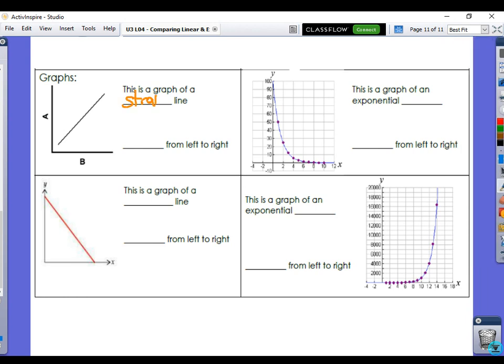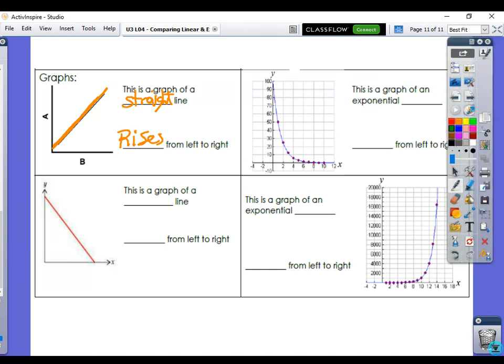A straight line. And so it's very important that we understand this line is not changing directions. It's got that constant rate of change, right? It's rising. It rises from left to right, okay? So a straight line, a linear function, has to stay straight. Every single line from a linear function goes straight.